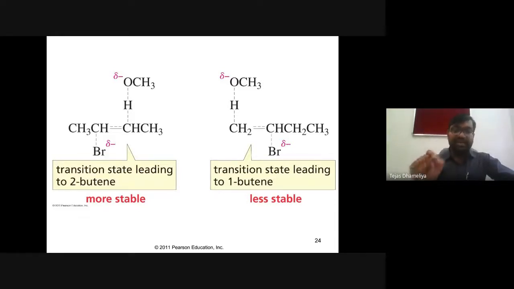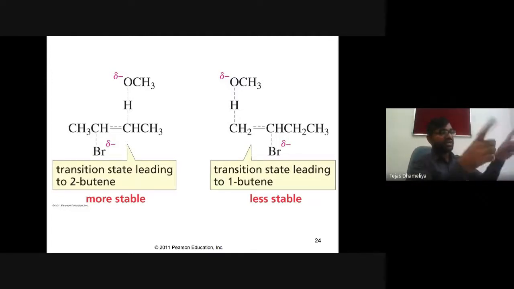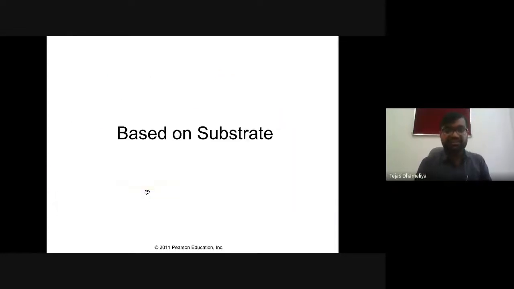So as I said, rules are made to break. This is not the Zaitsev law that he gave; that was the rule. There are certain reactions which do not follow the Zaitsev rule. Zaitsev said that the more substituted alkene will be the most stable, right? But there are certain reactions in which less substituted alkenes are more stable. So let us visit those reactions.